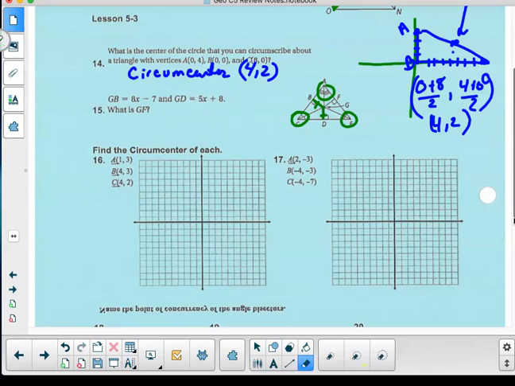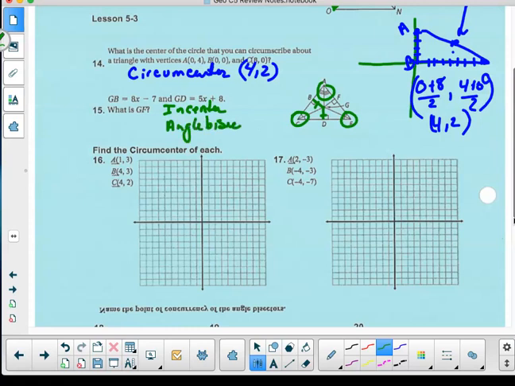Let me write that a little better. So I've got the incenter, made by angle bisectors. Distance back to the sides is the same. That's why I can do what I'm going to do. And I'm going to say 8x minus 7 is equal to 5x plus 8. So 3x minus 7 is equal to 8, 3x equals 15, and x is 5.